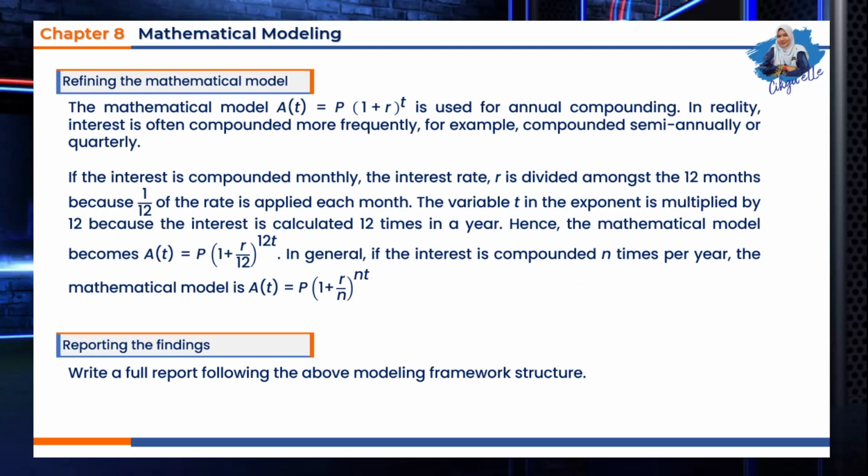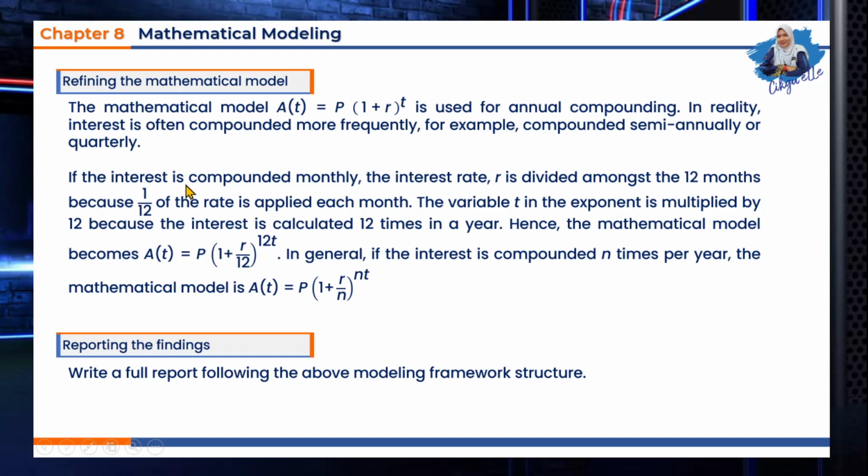Next, the fifth step: refine the mathematical model. A_T equals P(1 + R)^T is used for annual compounding. This is what we use for this problem. In reality, interest is often compounded more frequently, for example, compounded semi-annually or quarterly.